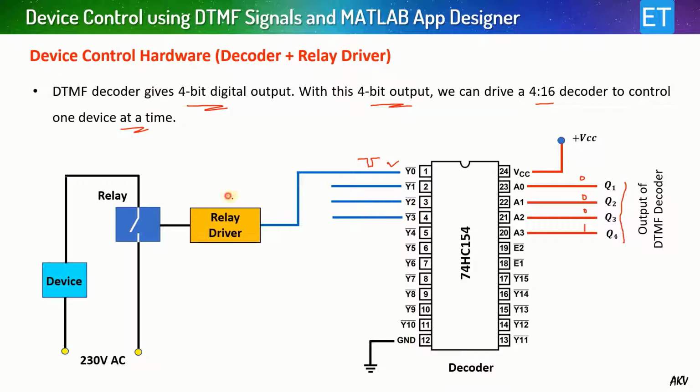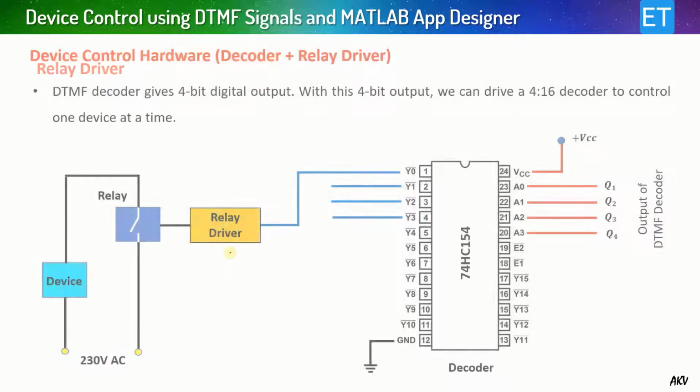And there is a relay driver circuit just to avoid the loading of this 74154 decoder. And this relay driver is driving a relay, and a device is connected with this relay like this with AC mains. Okay, so such 16 devices you can connect with this decoder circuit. So now let us see what is inside this relay driver.